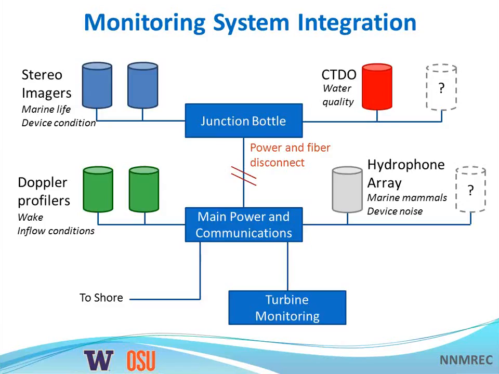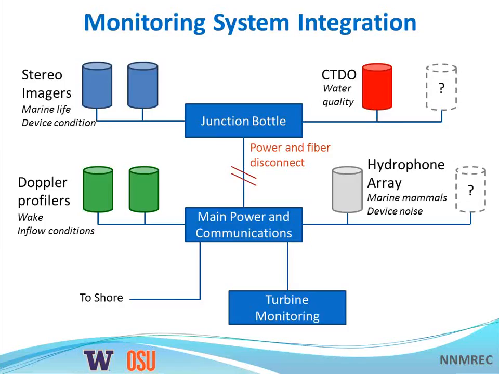Next slide. So we think about integrating the entire system. If we start at the upper left, we've got the stereo imaging system looking at marine life and potentially the condition of the device as well, tied back into a junction module. We're also probably talking about integrating conductivity, depth, and dissolved oxygen sensors, which would be monitoring water quality. And then we're building in expansion capabilities for additional instrumentation. That whole part of the system has to be able to come back to the surface and be redeployed.